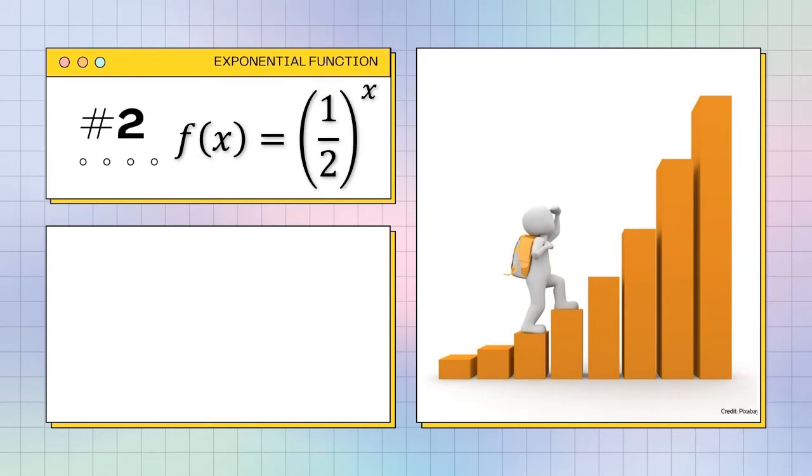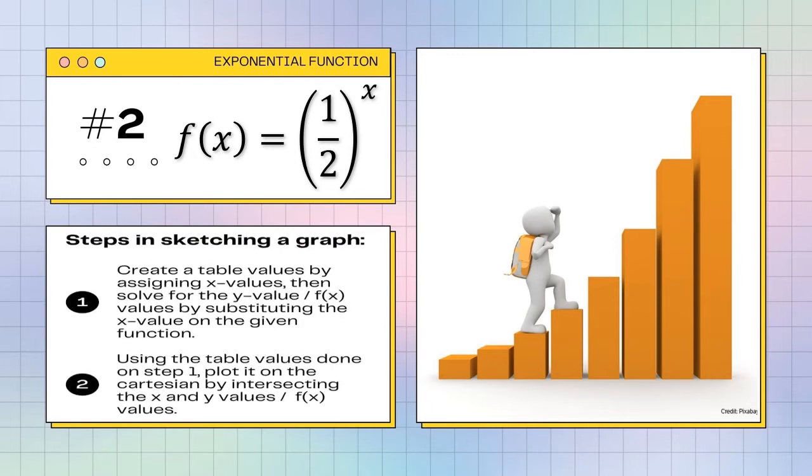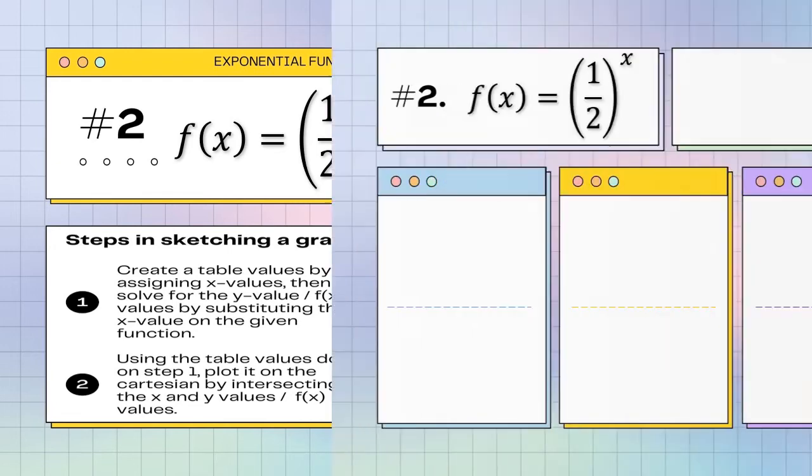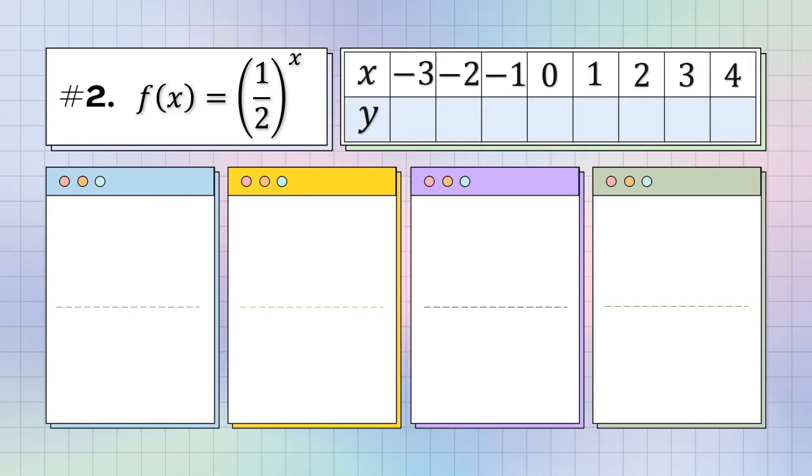Let's proceed with number 2. f of x is equal to 1 half raised to x. This time, we have a fraction. So, it's the same step that we will use. For the first step, let us find or complete the table of values.